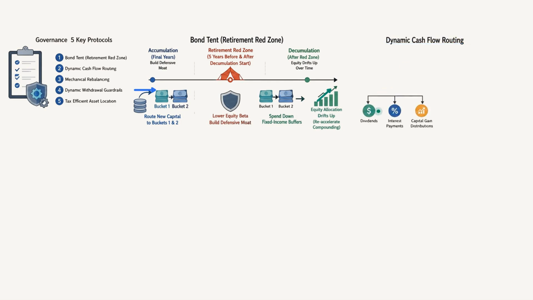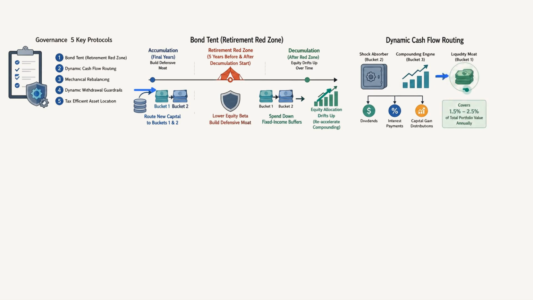All dividends, interest payments, and capital gain distributions from your shock absorber and compounding engine are systematically swept directly into your liquidity moat as cash. This organic flow typically covers 1.5% to 2.5% of the total portfolio value annually. That allows you to fund your lifestyle without executing trades, slashing transaction costs, and preserving your principal base.